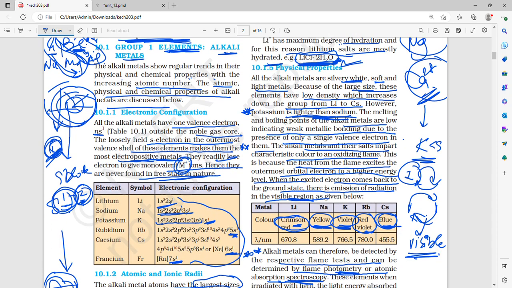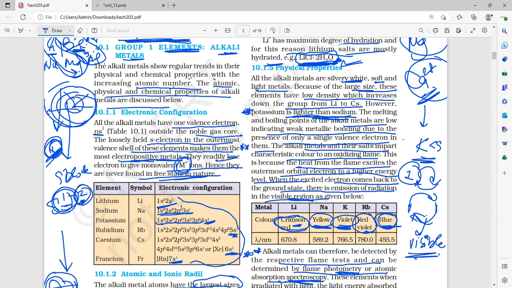Now physical properties. All the alkali metals are silvery white, soft and light metals. Because of their large size, they have relatively low density, which increases down the group from lithium to cesium. The only exception is that potassium is lighter than sodium.